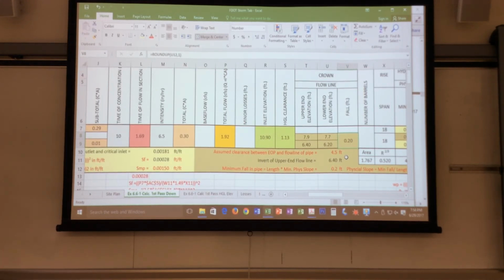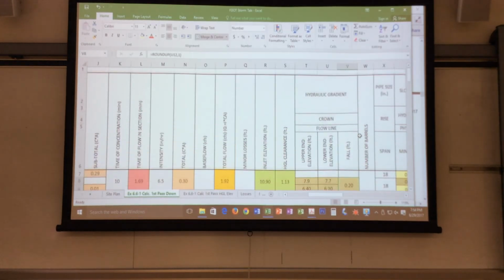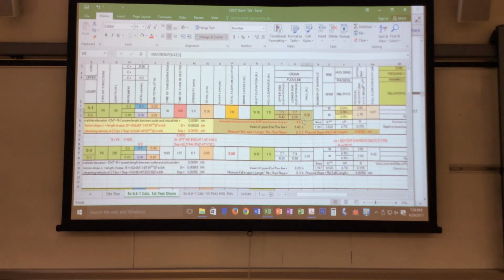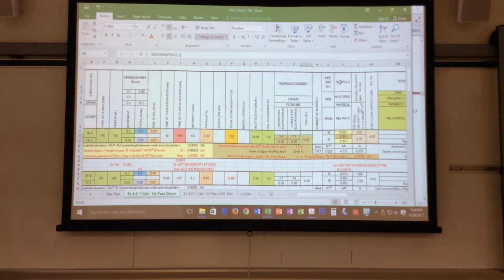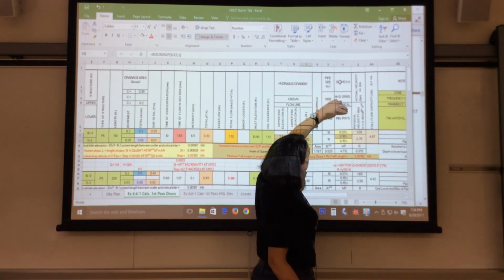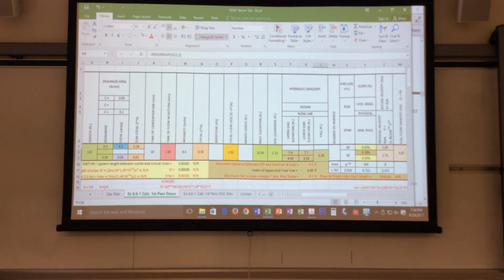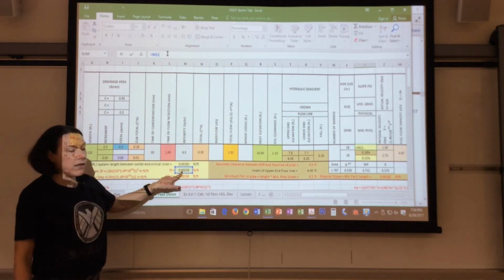Now, going back to the instructions, the next thing it says is, okay, if I do use literally 0.2, what's the physical slope? So 0.2 divided by 110 feet. If you look at this over here, I've got 3 slopes on this side. I've got slope in percent: hydraulic grade, physical, and minimum physical slope. Now, the hydraulic grade is from the SF, that's your friction slope.